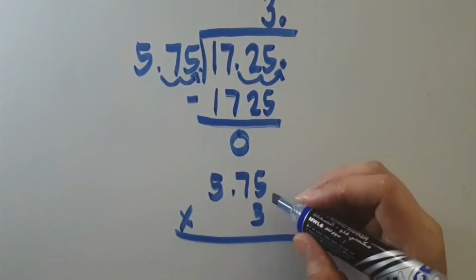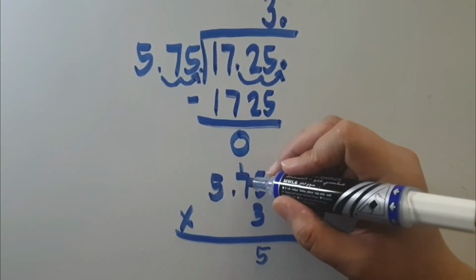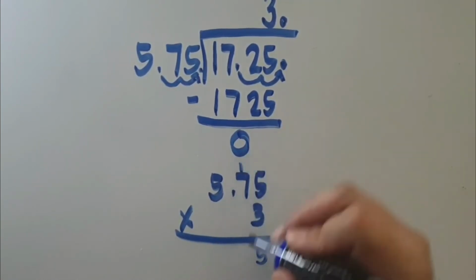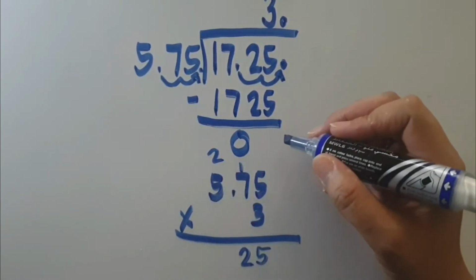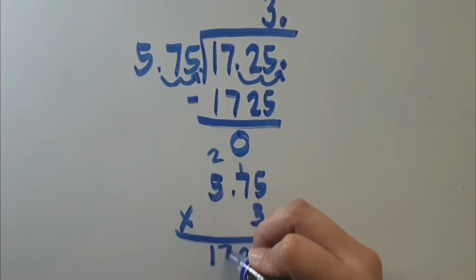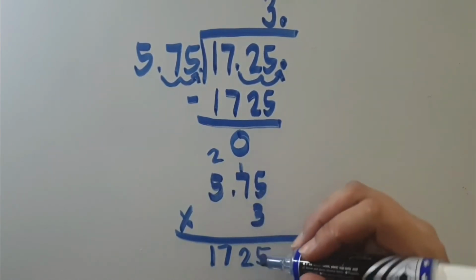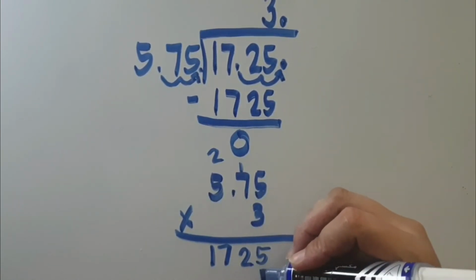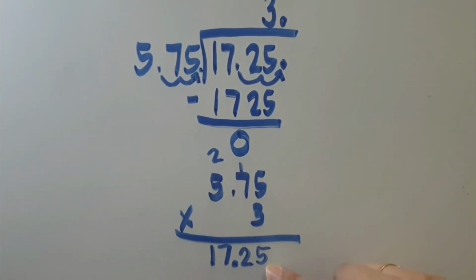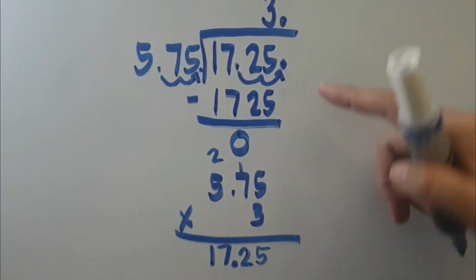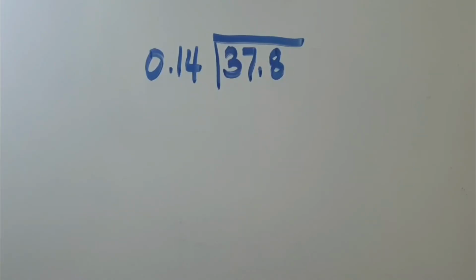So, 3 times 5 is 15. 3 times 7 is 21. Plus 1 is 22. And 3 times 5 is 15. Plus 2 is 17. Count the number of decimal places. We have 1, 2. So that means in the product, we should have 2 decimal places also. That makes it 17.25, which is the same as our original dividend.